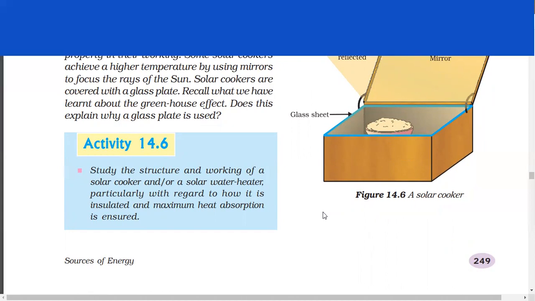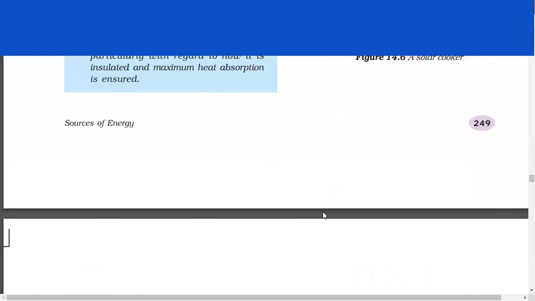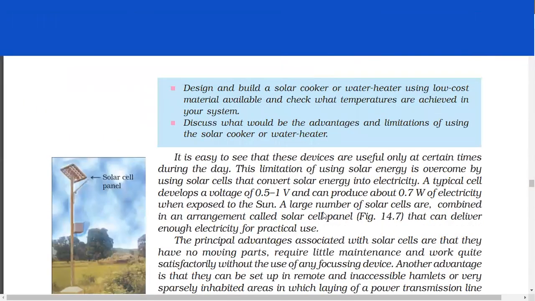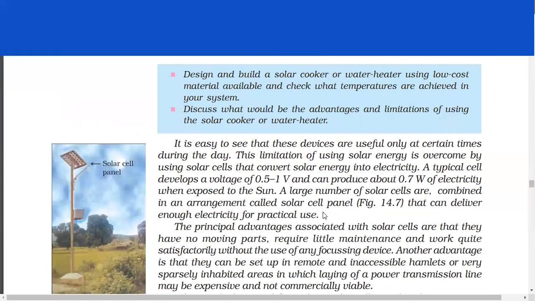Activity 14.6. Study the structure and working of a solar cooker and or a solar water heater, particularly with regard to how it is insulated and maximum heat absorption is ensured. Design and build a solar cooker or water heater using low-cost material available and check whether temperatures are achieved in your system. Discuss what would be the advantages and limitations of using the solar cooker or water heater.